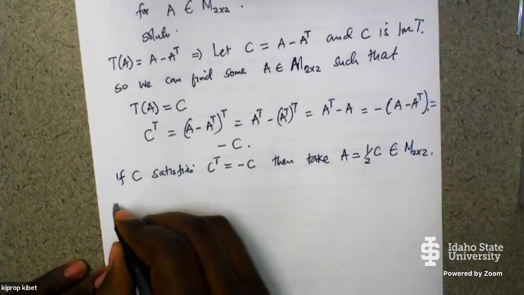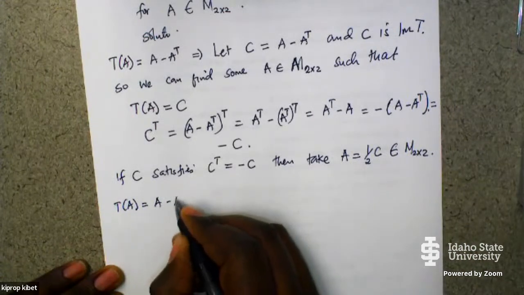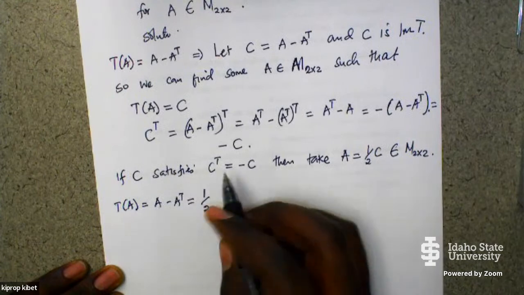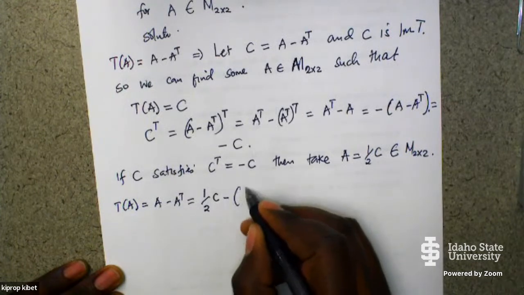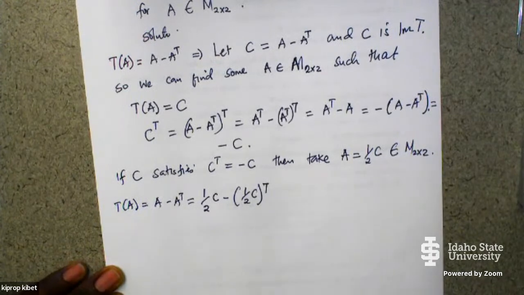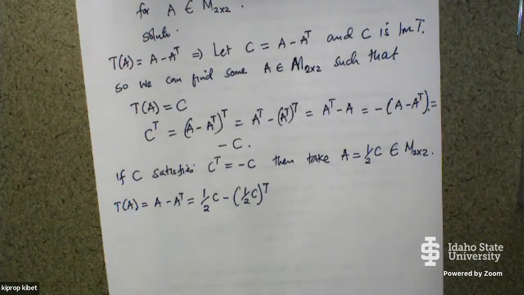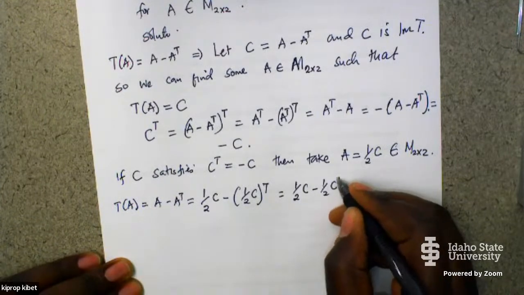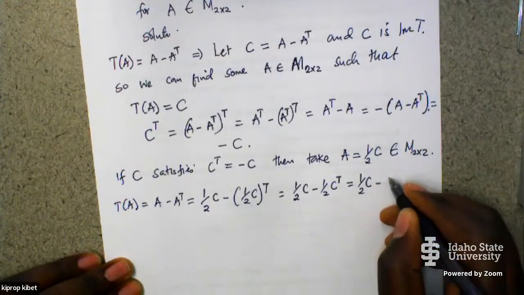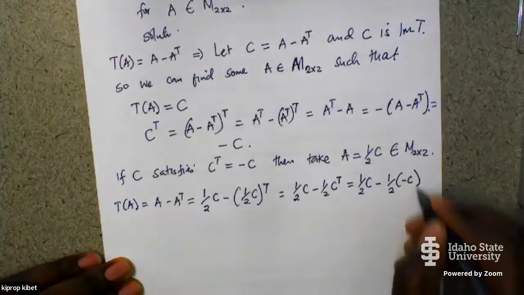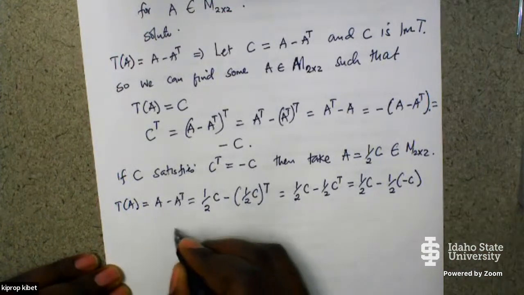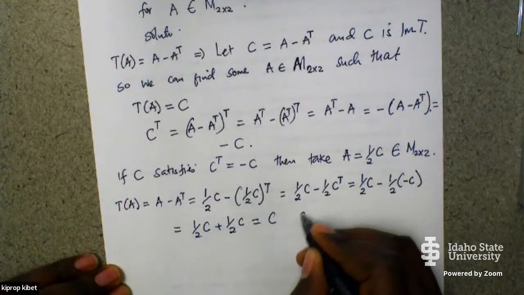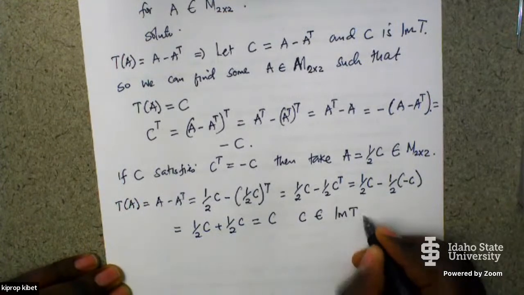Then T of A equals A minus A transpose, which is the same as 1 over 2 C minus 1 over 2 C transpose, which is the same as 1 over 2 C minus 1 over 2 times minus C. And this is equal to 1 over 2 C plus 1 over 2 C, which is equal to C. And this C is an element of the image of T.